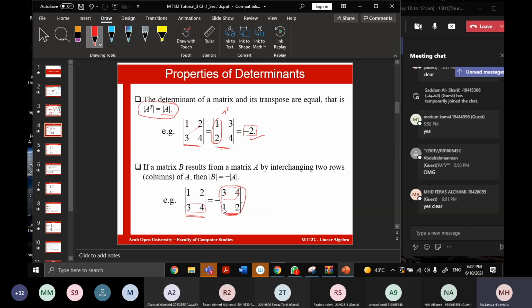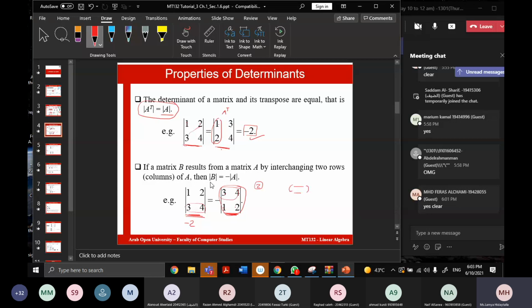3 × 2 = 6. 6 − 4 = 2. So here the result is −2, while here the result is 2. That is, when you interchange any two rows in a matrix, you will find that the determinant of the first is equal to minus the determinant after the interchanging.